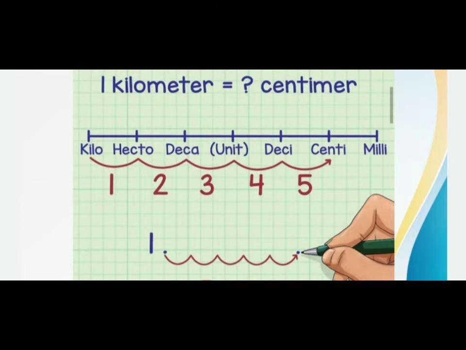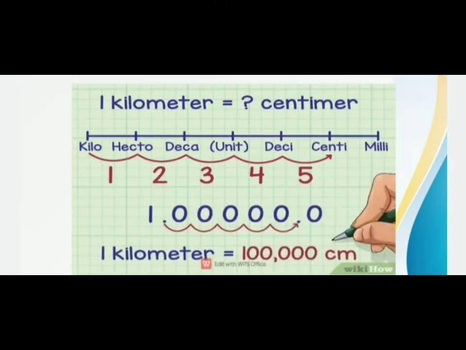Just for example, we have here 1 kilometer to centimeter. You can see there are 5 movements going from kilo to centi. So you just have to add 5 zeros. The answer is that 1 kilometer is equal to 100,000 centimeters.